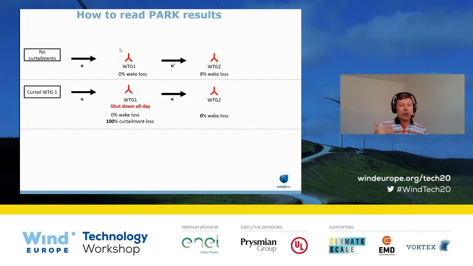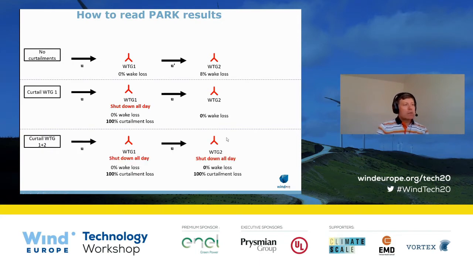Let's imagine now that instead we curtail number one by a full shutdown all day. Well, in that case, obviously, number one will be affected by 100% curtailment losses. What happens at number two is that now it is free to receive the unperturbed wind speed, and so number two will experience zero wake losses compared to the previous scenario. Again, pretty easy. The third scenario is that we curtail both machines, number one and number two, by 100%.